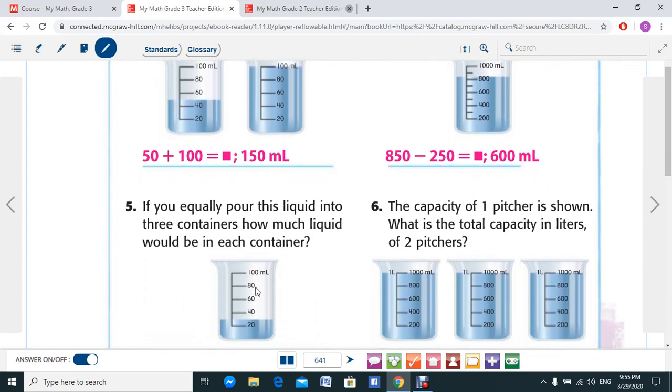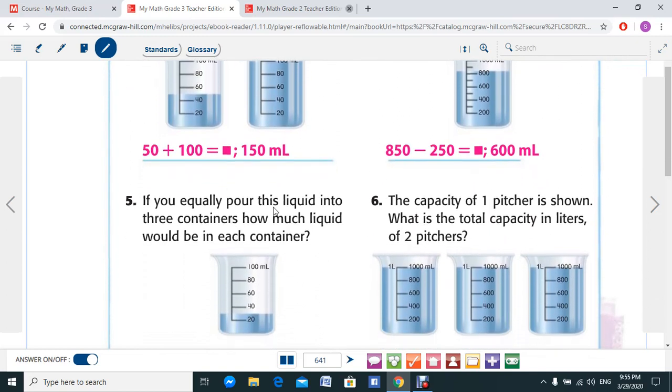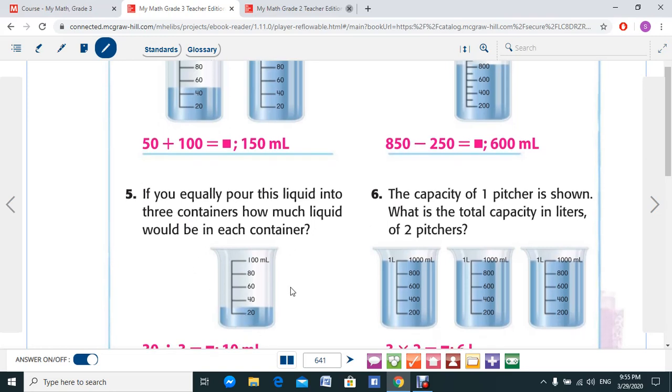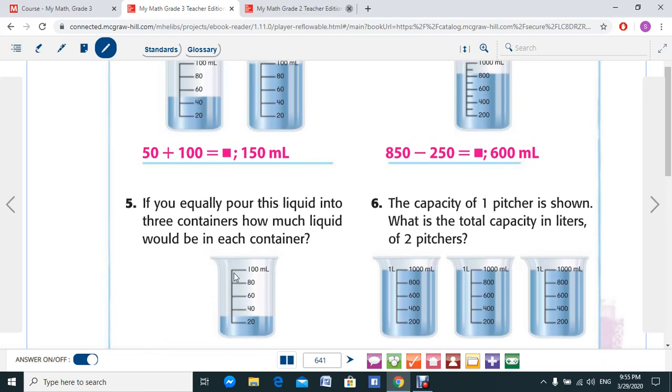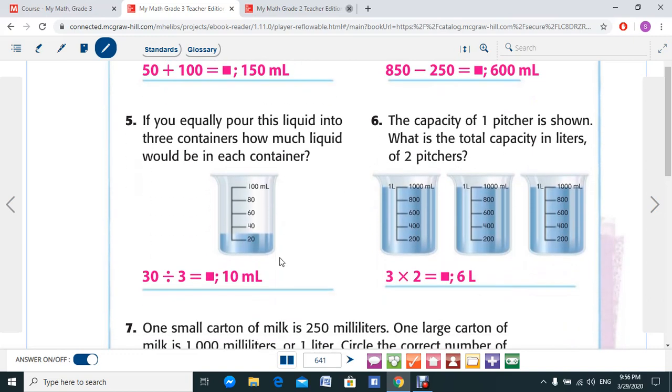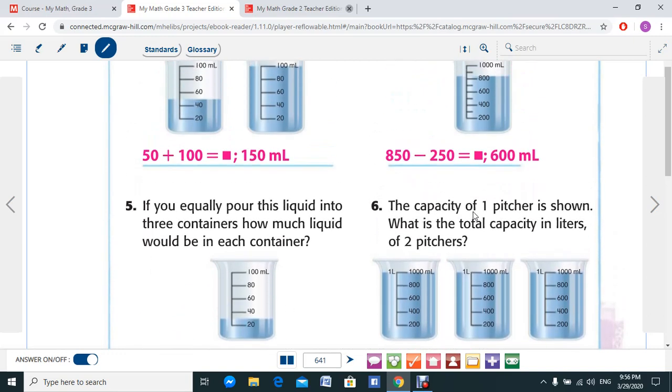Okay. If you equally pour this liquid into 3 containers, we're going to divide 30 by 3. What is the answer? Yes, 30 divided by 3 is 10. Okay, can you see it? 10. Yes. The capacity of one pitcher is shown. It is what? 1000 milliliters, which equals 1 liter.